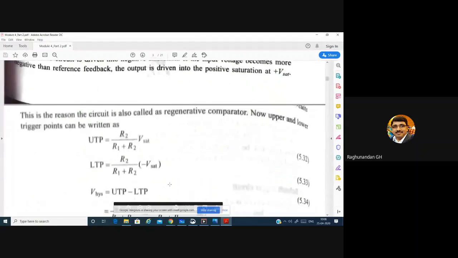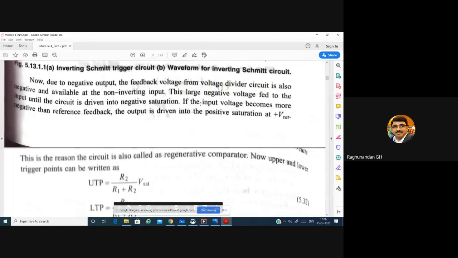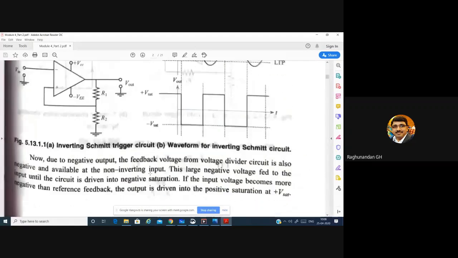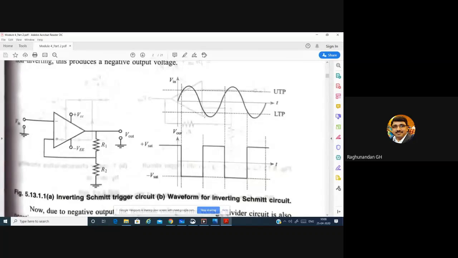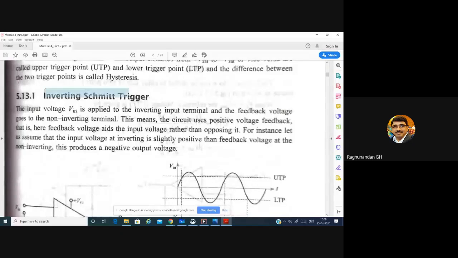So here, if the input voltage becomes more than the negative reference feedback, the output is driven into the positive saturation at plus V saturation. This is the reason the circuit is also known as a regenerative comparator. It is going to regenerate. Whenever this input goes beyond this LTP, it regenerates back to the positive saturation, back to its positive level. That's why this is also known as a regenerative comparator.